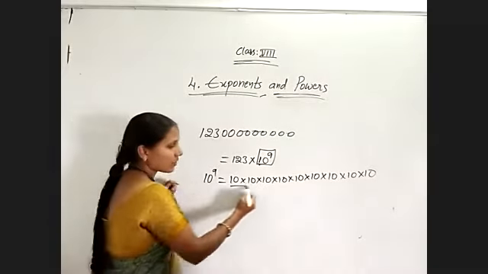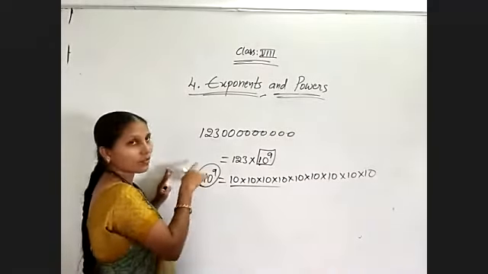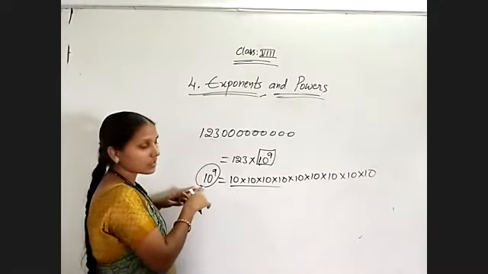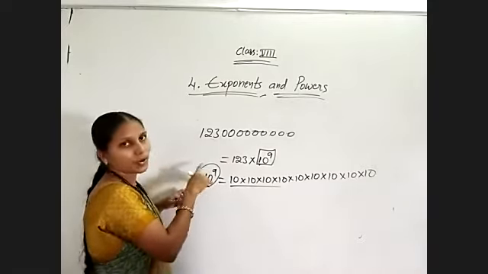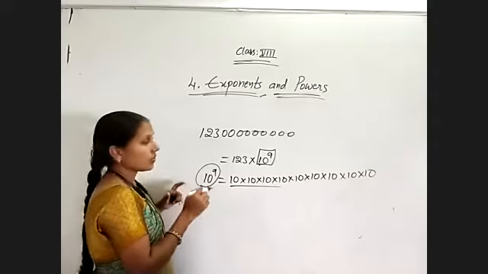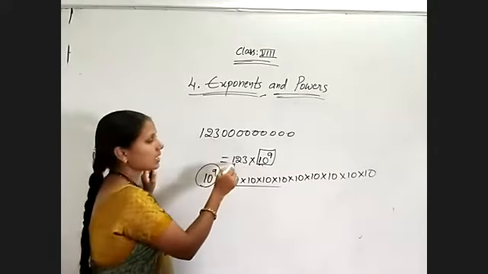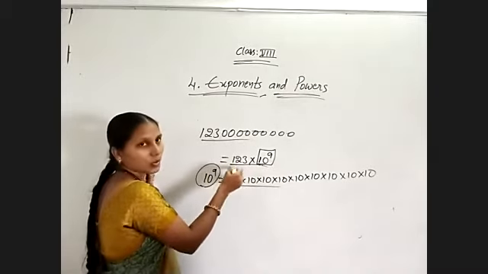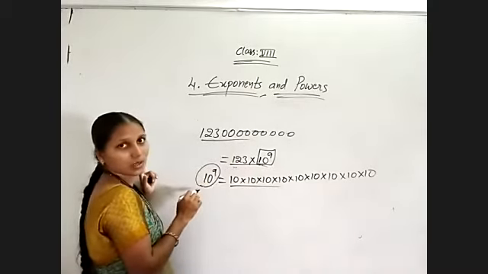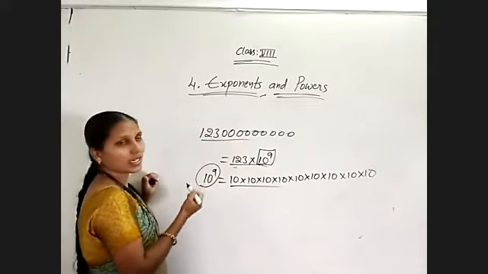So instead of writing it out many times, we simplify it as 10 to the power, and it is read as 10 raised to the power of 9 or simply 10 to the power of 9. So 123 into 10 to the power of 9 is the exponential form of this number. Now it is very easy to read and write the number. Next, let us see what different terms are related to this.